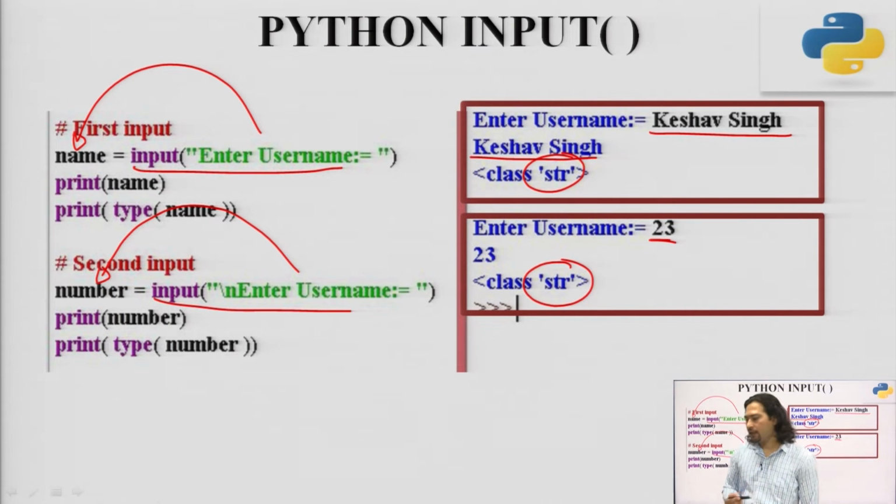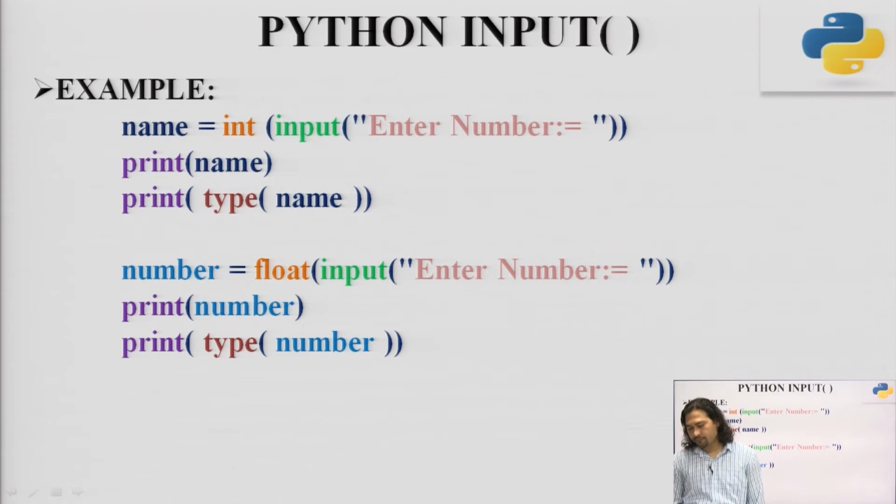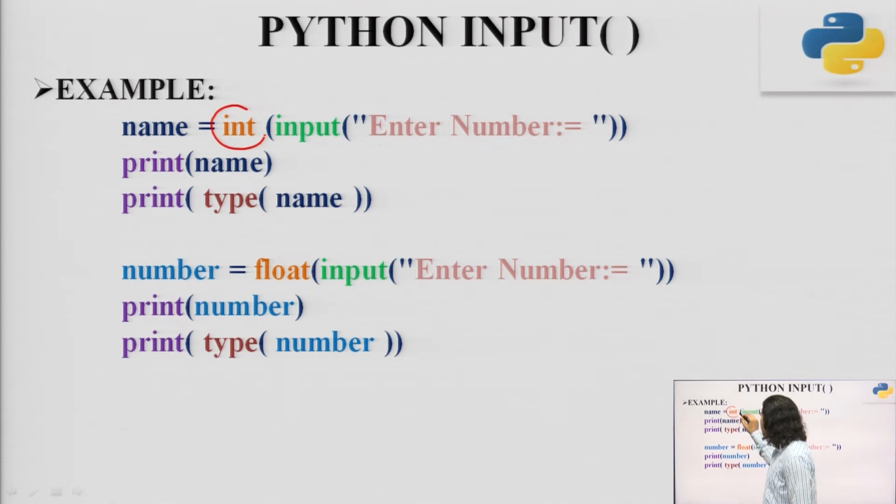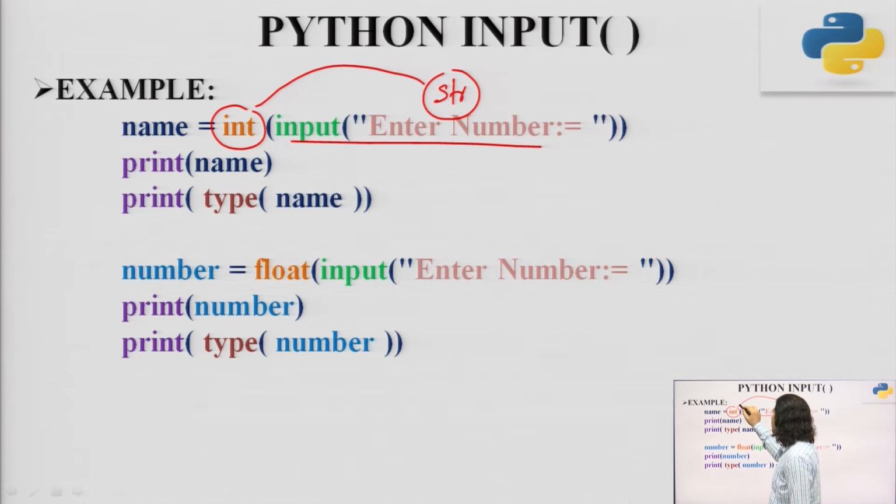Now, the question is then how we are going to put in a number. Well, we need to take help from the constructor function. For an integer we need the int function. This int is the constructor function that is going to construct the data into the integer data type, or you can say it will directly convert the input data type, which is the string data type, into int.